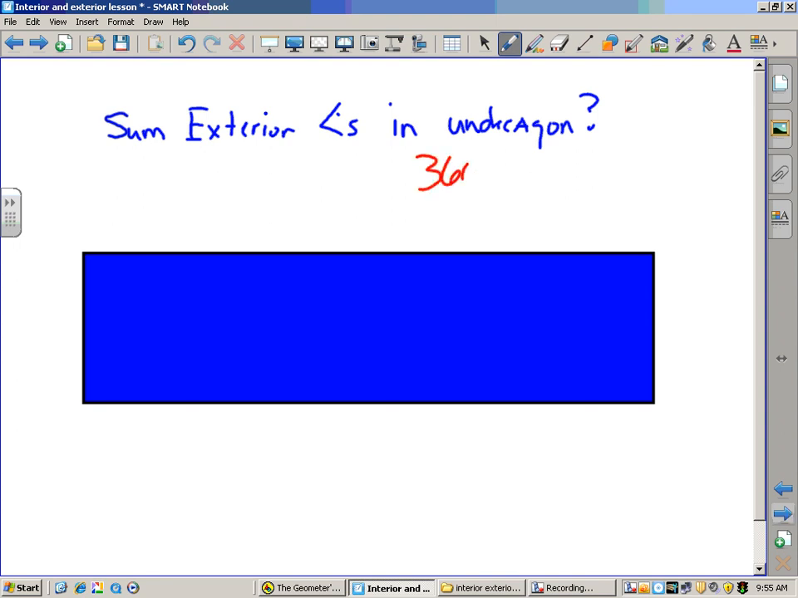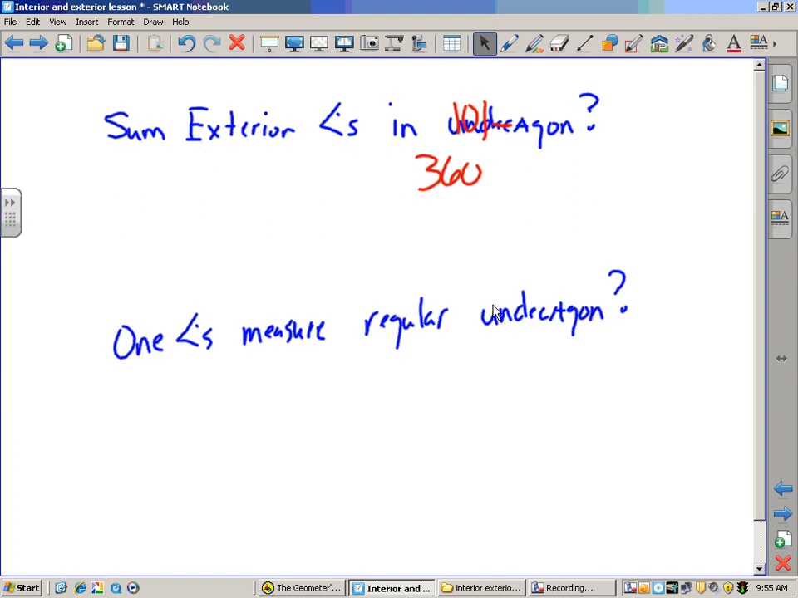360. Did it matter if I would have put this as a 101-agon? No, it doesn't matter. Okay, but my next question is, now if this is a regular undecagon, a regular one, what's the measure of one of them? Interior? No, exterior. We're still on the exterior thoughts. So you have to divide by 11. Well, that's not too bad, is it?